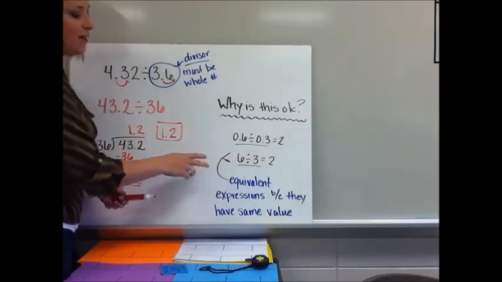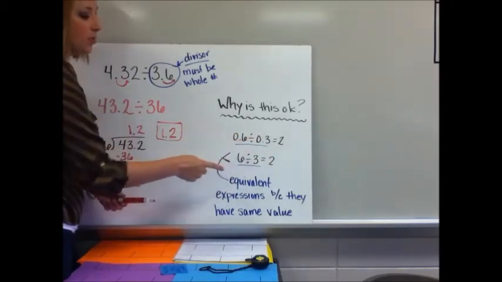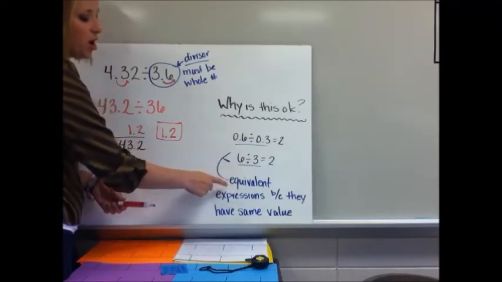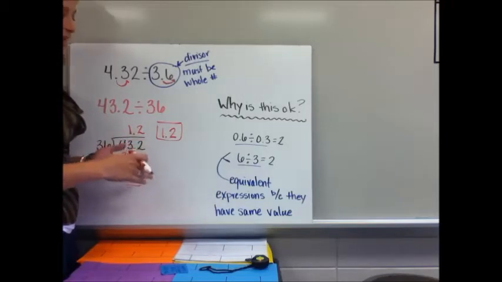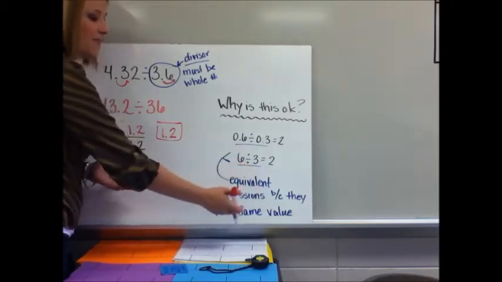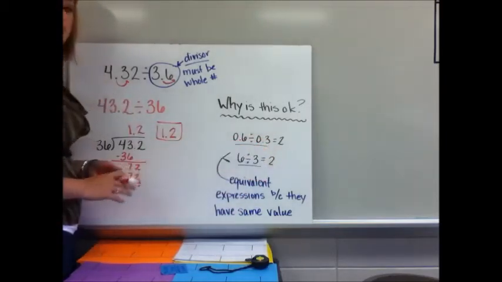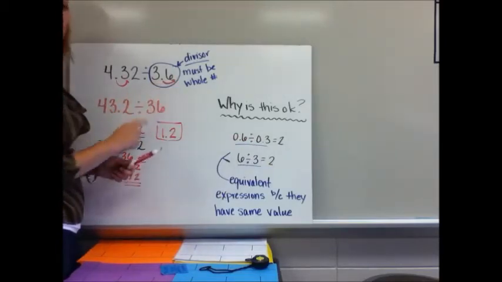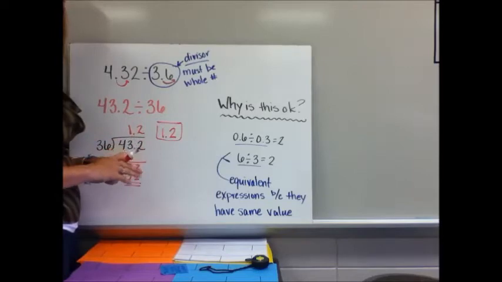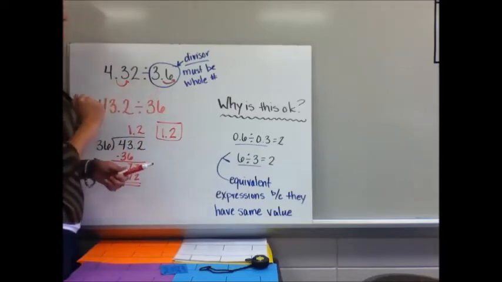This is okay because 0.6 divided by 0.3 and 6 divided by 3 are equivalent expressions. Equivalent meaning they have the same value. They're both equal to 2. So this is an okay thing to do when I'm talking about moving the decimal over. But you have to do that in both parts of the division problem.